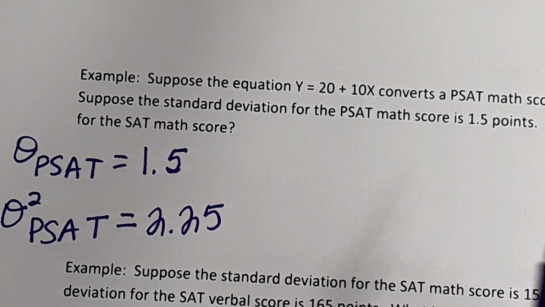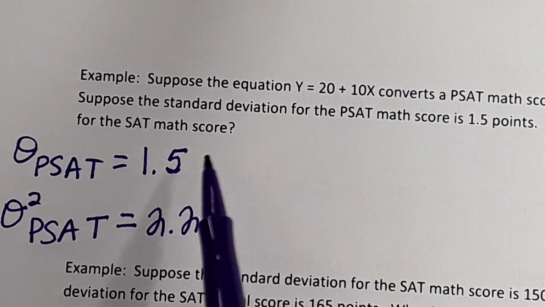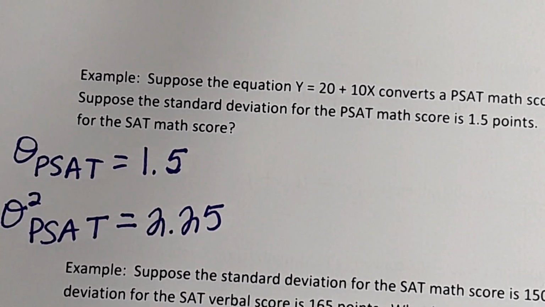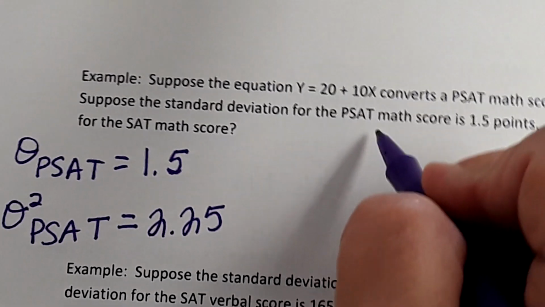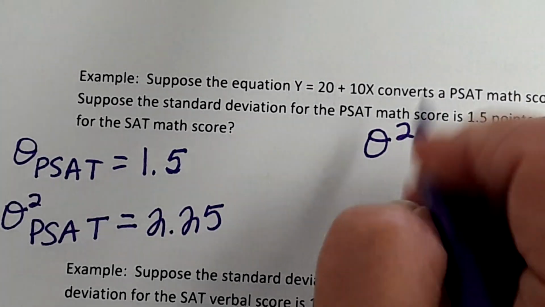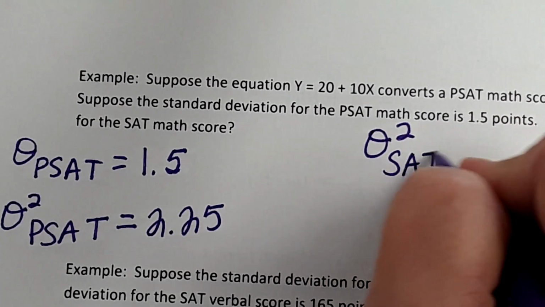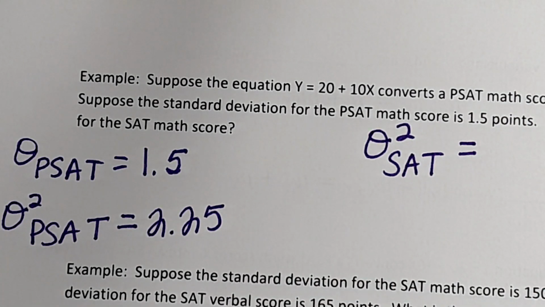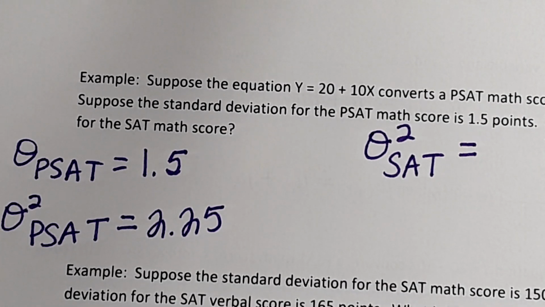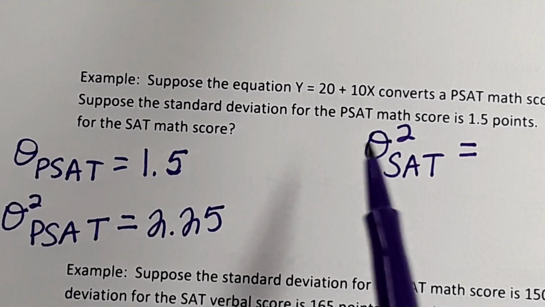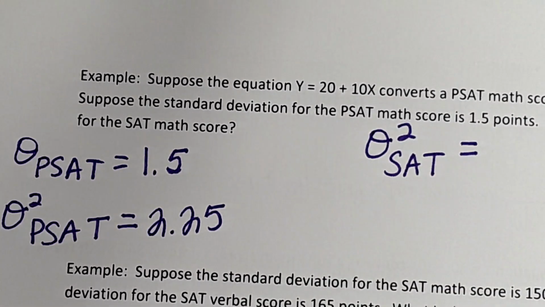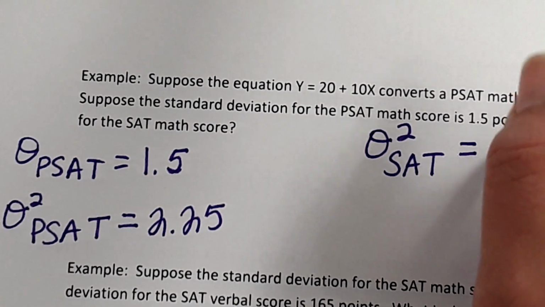Okay, so it says, what is the standard deviation of the SAT math score? Well, we can't just go from the PSAT standard deviation to the SAT standard deviation. We're going to have to convert it to a variance. So we are going to find the variance of the SAT. And to find the variance, we are going to take b squared of our equation. So what is b in our equation? The 20 or the 10? The 10.